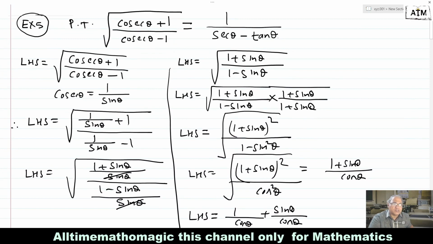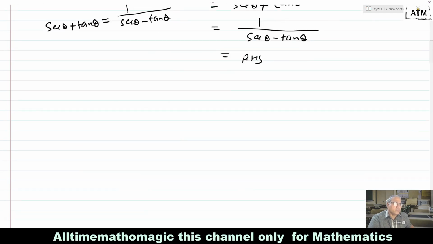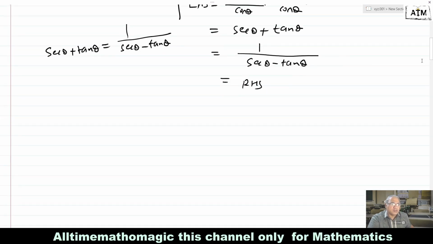We wanted to prove LHS equals RHS. So what is RHS? 1 upon sec theta minus tan theta, and we proved RHS, that is 1 upon sec theta minus tan theta. Hence proved.